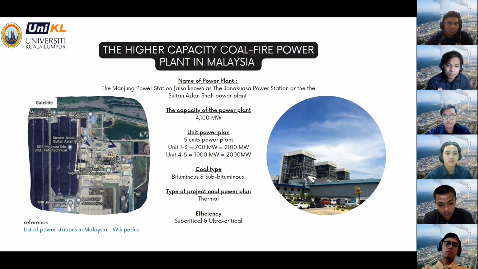Units 1 to 3 generate 700 megawatts each, and the total capacity of the 3 units is 2,100 megawatts. Next, Units 4 and 5 generate 1,000 megawatts each, with a total capacity for Units 4 and 5 of 2,000 megawatts. The type of coal used is bituminous and sub-bituminous, and the type of project coal power plant is determined.